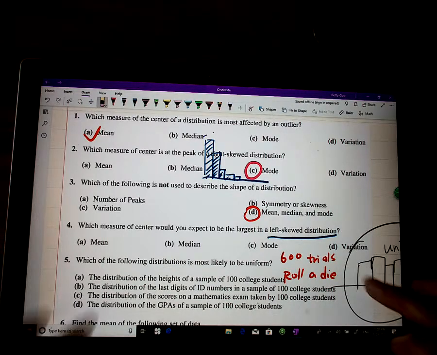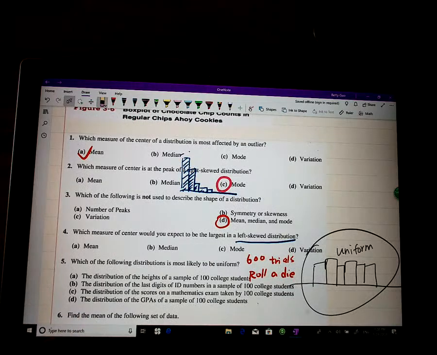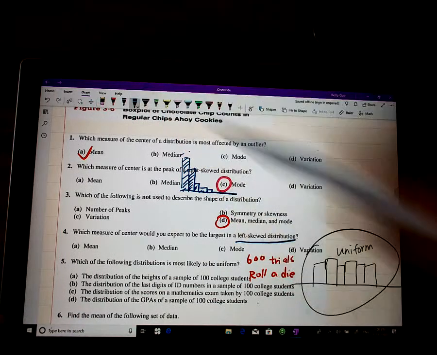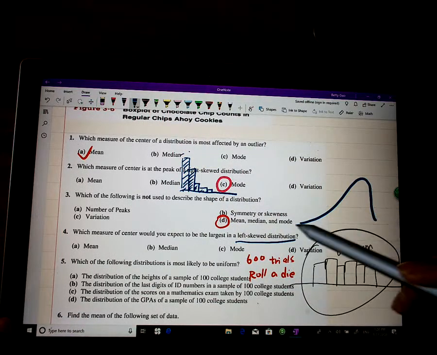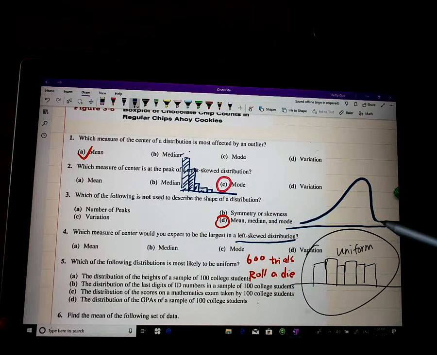Number 4, which measure of center would you expect to be the largest in a left-skewed distribution? Left-skewed would have a longer left tail. Which measure of center would you expect to be the biggest? That would be mode, okay? We choose C, because the peak is on the right for the left-skewed distribution. So that's going to be the mode. All right?